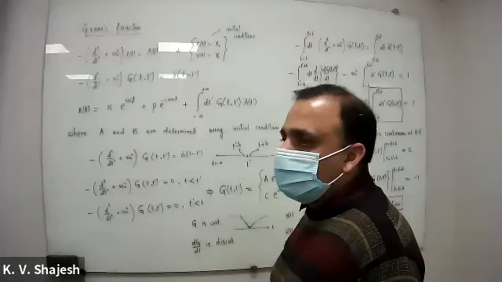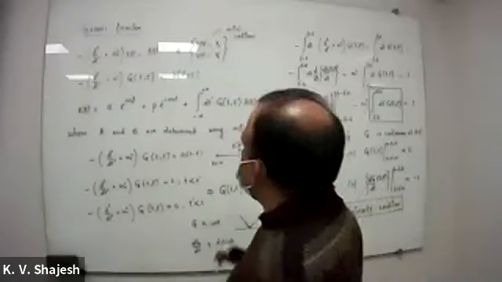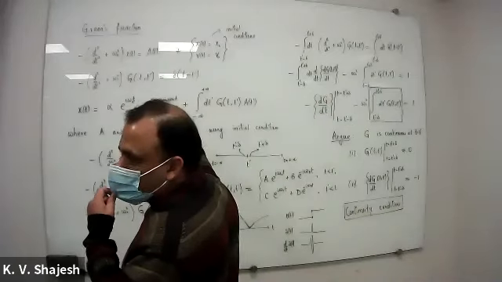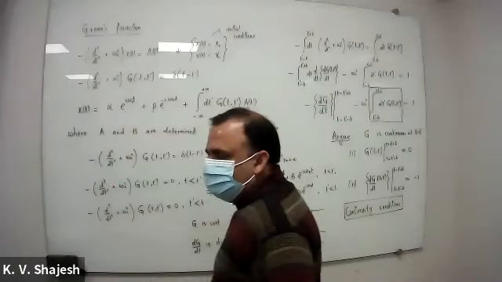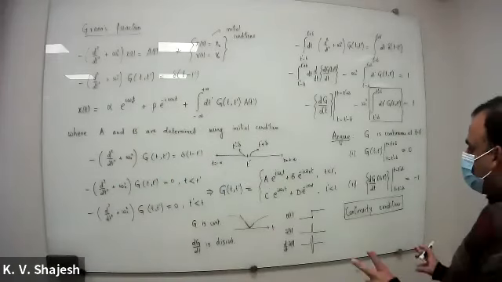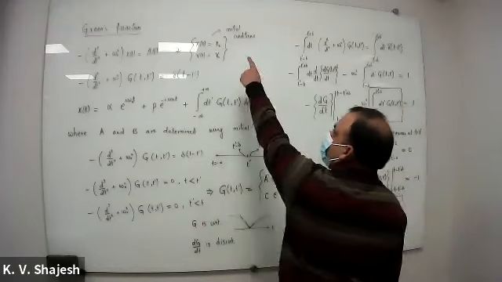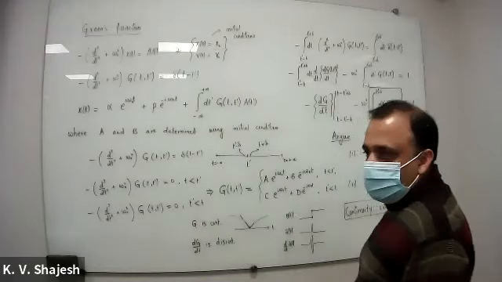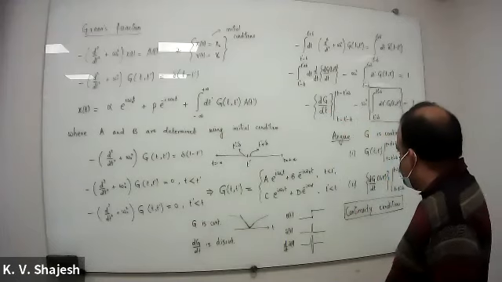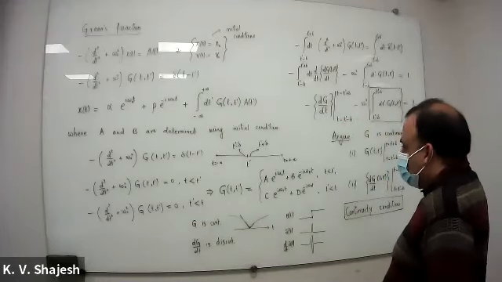Never unique. But the moment you bring in the initial conditions, they become unique. So we have now 4 conditions. We have the 2 initial conditions, and we have the 2 continuity conditions.